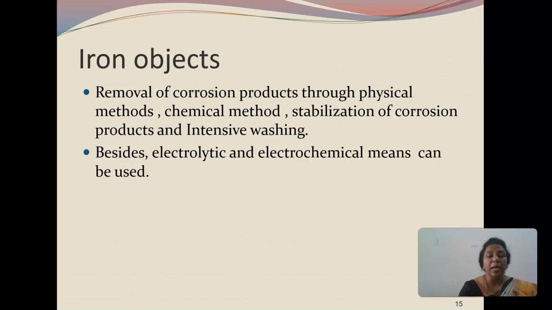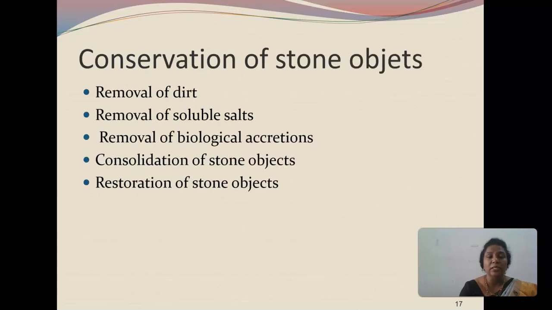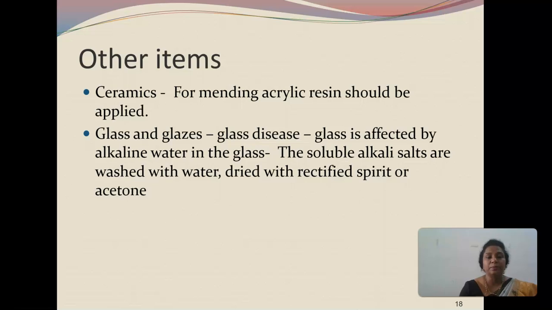There are also electrochemical means used to preserve iron objects. Now stone objects. Deterioration of stone objects can happen due to quarrying, dampness, soluble salts, temperature changes, atmospheric pollution, growth of moss, and growth of vegetation. So how do we preserve these stone objects? Remove the dirt and all soluble salts, remove biological growth like plants, then consolidate the stone object and restore those stone objects also.